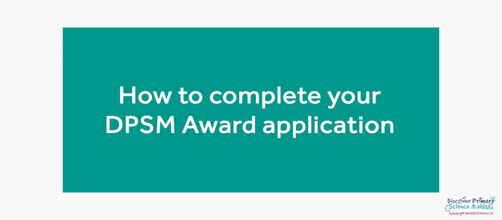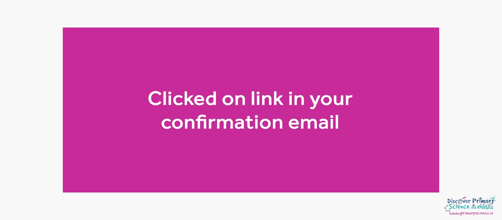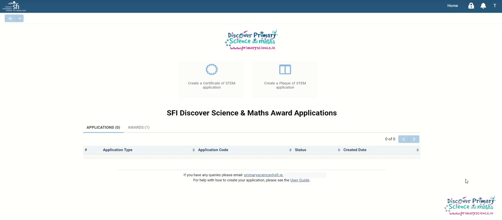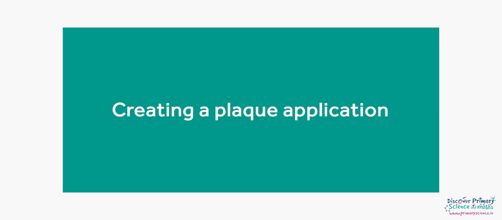We're going to go through how to fill out your Discover Science and Maths Award application. At this stage, you will have registered for the awards, received your confirmation email, and clicked the link in this email to log into Sesame. When you have logged in, you'll see this homepage, and you can create your application for this year by clicking on the option to create either a certificate or a plaque of STEM application. For this tutorial, we will be creating a plaque application.